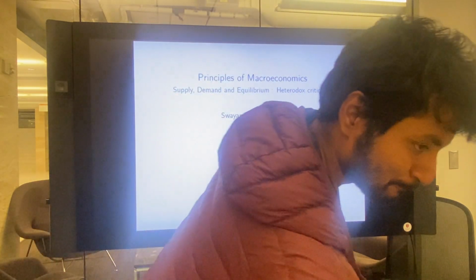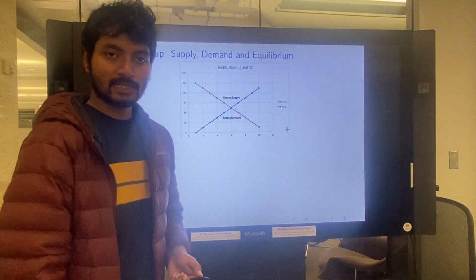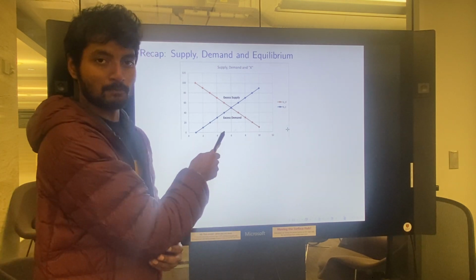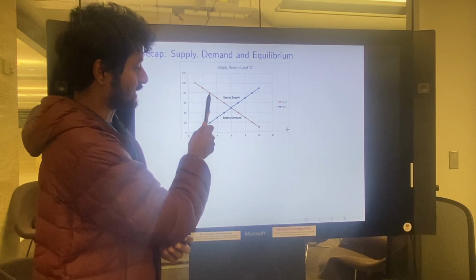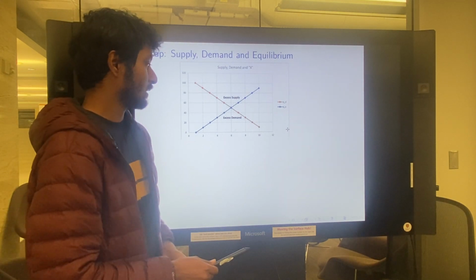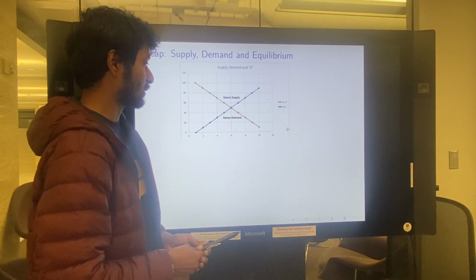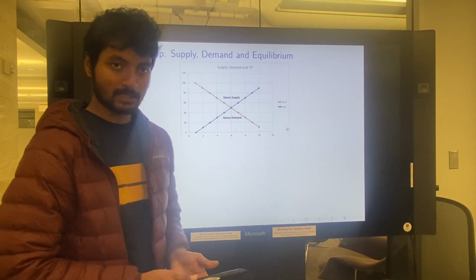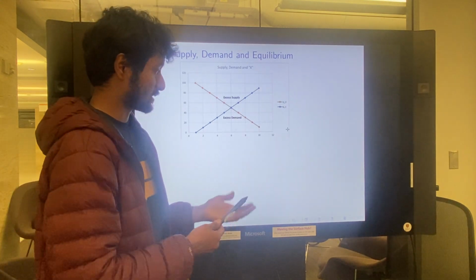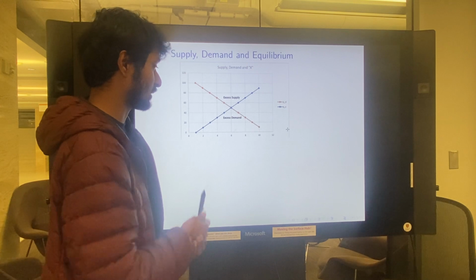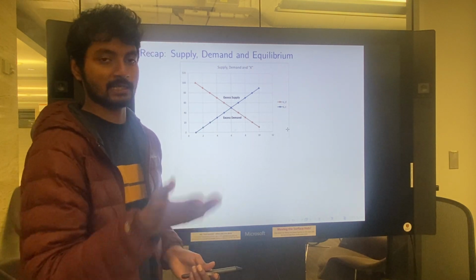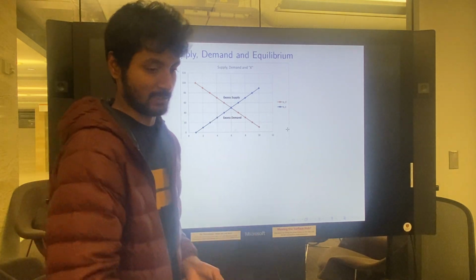So let's begin. A short recap. We already know that the upward sloping blue line represents the supply curve, the downward sloping orange line represents the demand curve. The question is, when there is a market equilibrium, how will you find it? This will be at the intersection of the supply and demand curve, and in this graph it is at 6 and 50 for quantity and prices respectively.